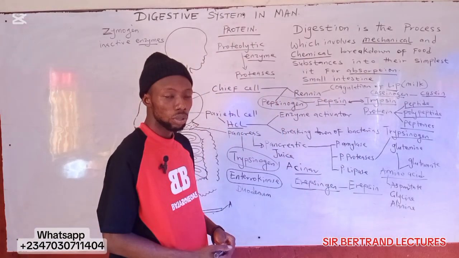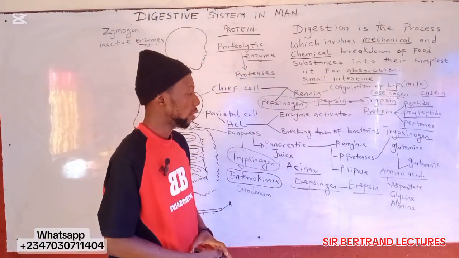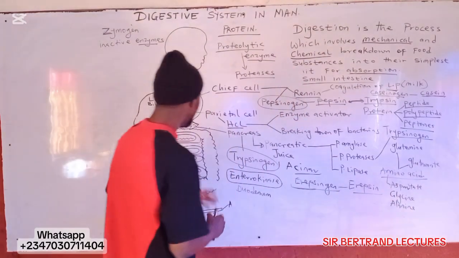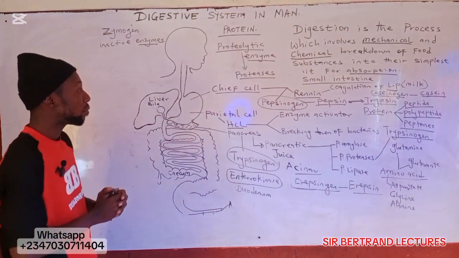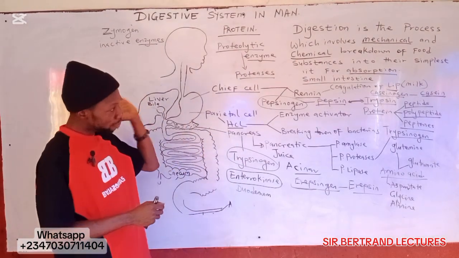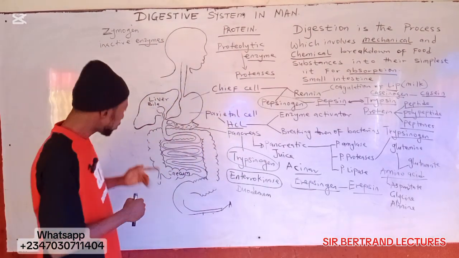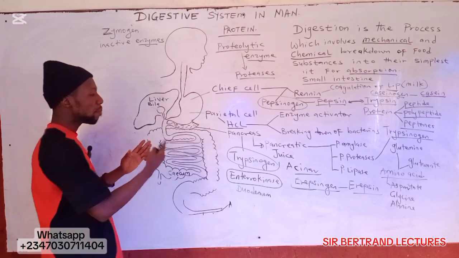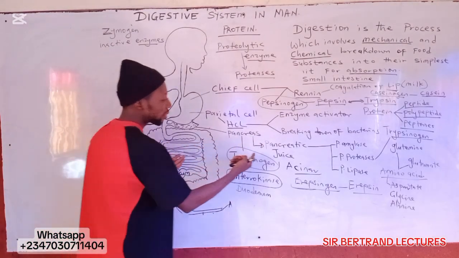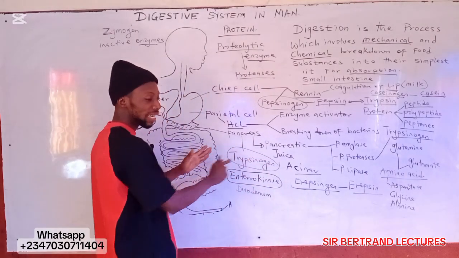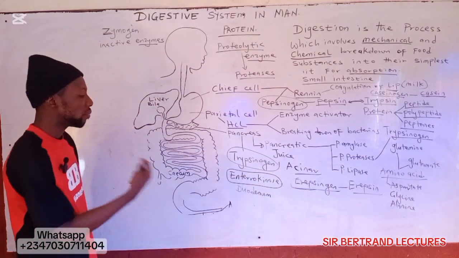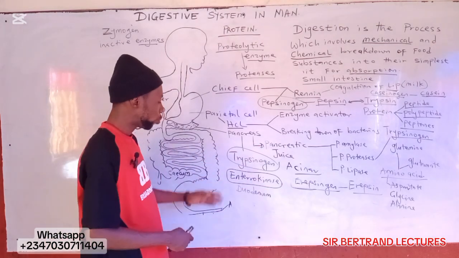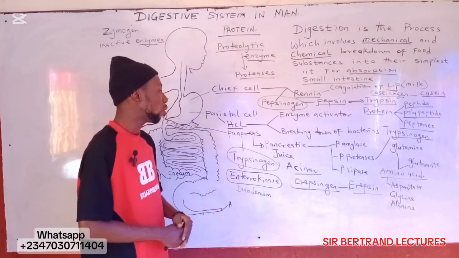All these are common amino acids we have in proteins. Now, from what I've explained so far, digestion of protein starts here in the stomach and ends in the small intestine. Remember, the pancreas produces trypsin in the form of trypsinogen before it is activated into trypsin by enterokinase produced by the brush border of the duodenum.